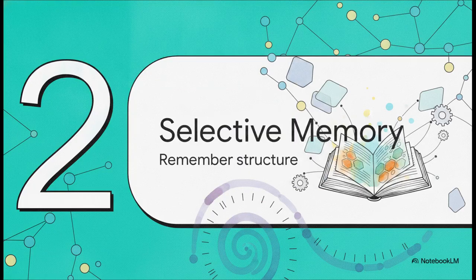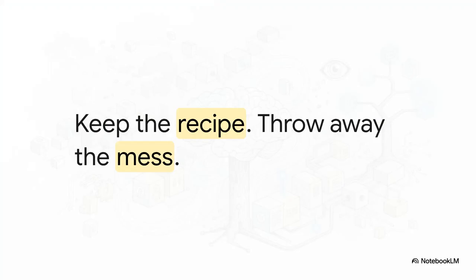Which brings us to Section 2, the selective memory solution. To fix this amnesia problem, we really need a memory architecture that's shared, selective, and persistent. A great way to think about this is using a baking analogy. So when you bake a cake over and over, you definitely want to save the structural rules, like the recipe, and you want to save your tool configurations, like your specific oven settings.